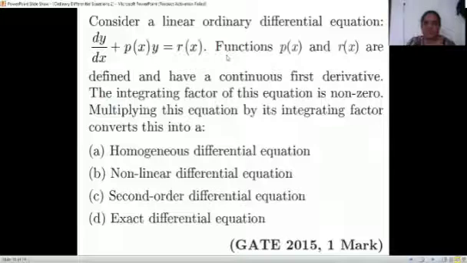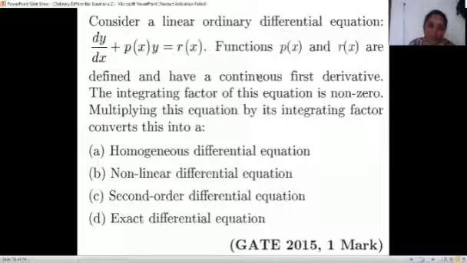Okay, next question. Consider a linear ordinary differential equation dy/dx + p(x)y = r(x). The functions p(x) and r(x) are defined and have a continuous first derivative. The integrating factor of this equation is non-zero. Integrating factor, remember. After multiplying this equation by its integrating factor, the equation becomes, this is the question.